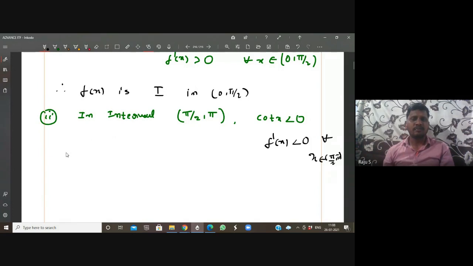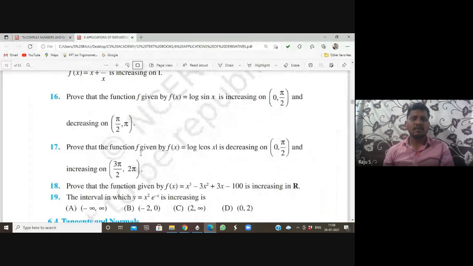Therefore f of x is decreasing. F dash of x is lesser than 0 means f of x is decreasing, decreasing in the interval pi by 2 to pi. That's all. Hence f of x is increasing in 0 to pi by 2 and decreasing in pi by 2 to pi, like that.